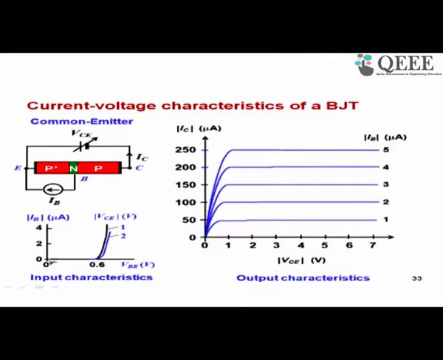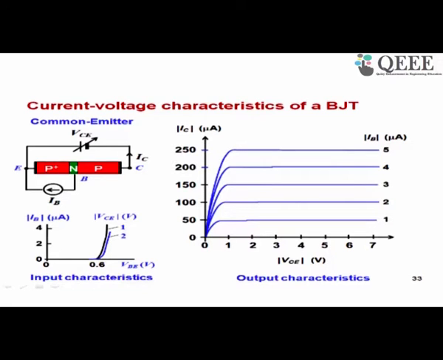So IB is of the order of microamperes here, as you can see here, this is of the order of microamperes, and base to emitter voltage, that is the voltage between this P plus and N terminals. So as a function of VBE, how does it look? So it is like a diode, right? It is like a diode-like characteristic, the cut-in voltage being close to 0.6.